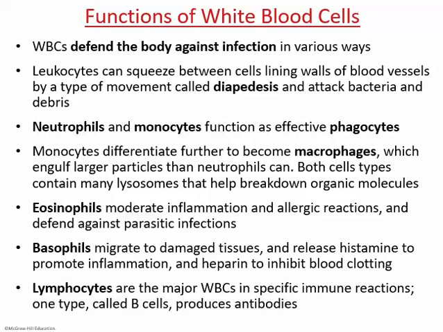So we talk about this in immunity, but neutrophils and monocytes, macrophages, become really important phagocytes. Eosinophils are involved in allergic reactions and defend against parasites, especially multicellular parasites. Basophils are all about promoting inflammation. Lymphocytes are all about specific immunity, T cells and B cells.